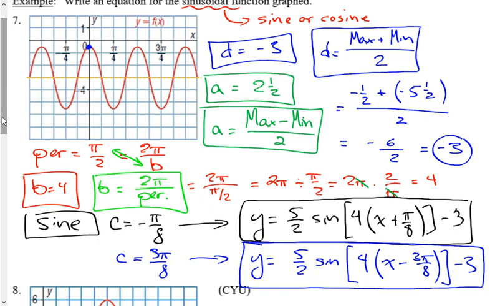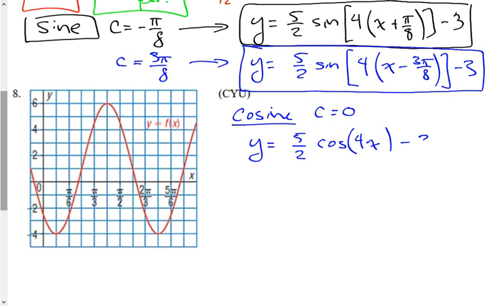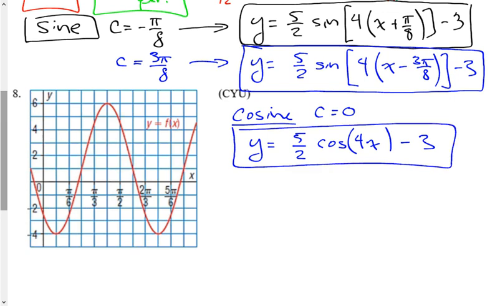So if I did a cosine function, and I'm going to take up space here, I could say my c value is 0. And then a, b, and d are all the same. So I could have y equals 5 halves cosine 4x minus 3. And there's the simplest equation of the 3. And there are an infinite number of other possible answers.